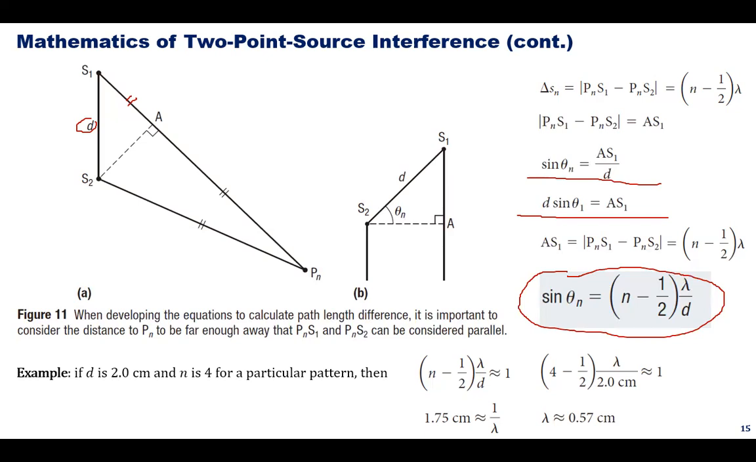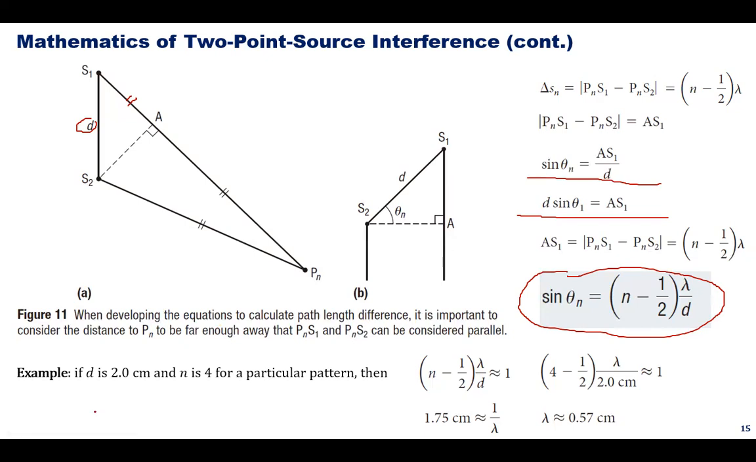Since sine theta cannot be greater than 1, it follows that (n minus 1/2) times lambda over d cannot be greater than 1. The number of nodal lines on the right side of the pattern is the maximum number of lines that satisfies this condition. By counting this number and measuring d, we can then determine an approximate value of the wavelength, right?